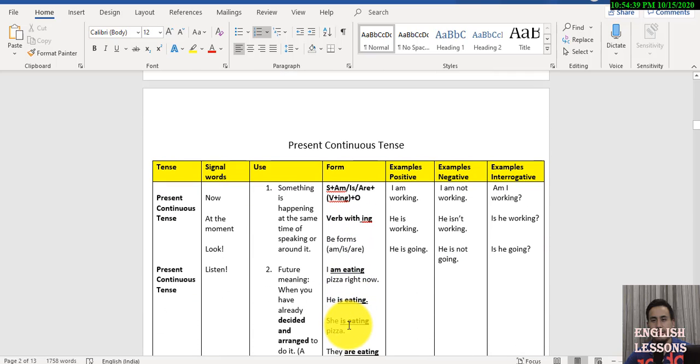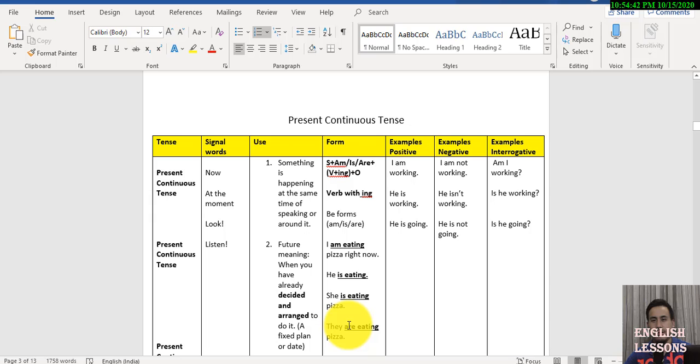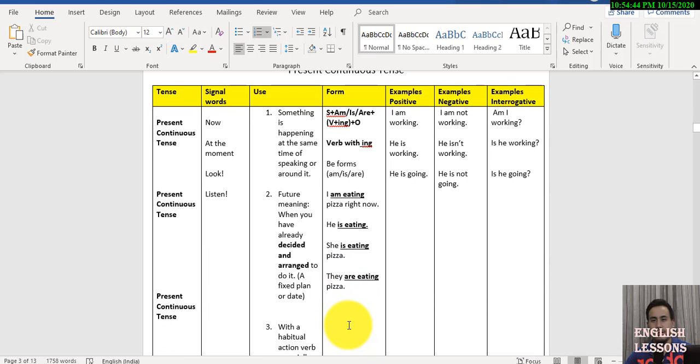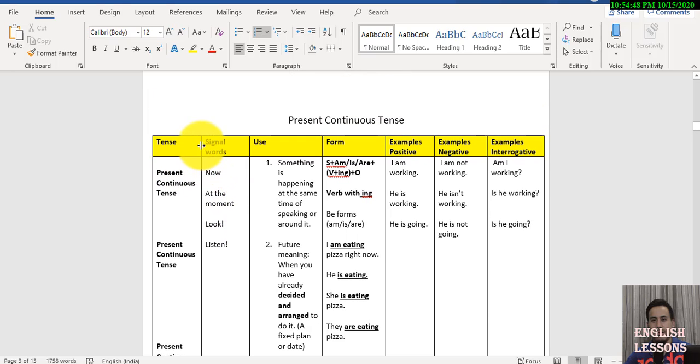Let's look at present continuous tense. In present continuous tense, the signal words are "now". That means it's continuing. Remember, ing. In present continuous tense, there will always be ing. Without ing, it cannot come under present continuous tense.